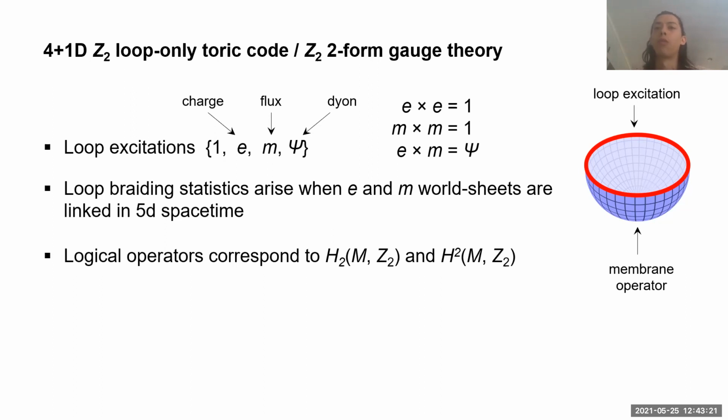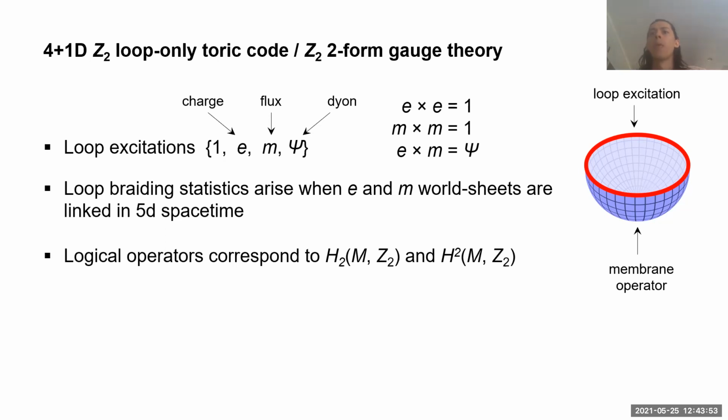And so for instance, the E and M loops have a braiding statistic that occurs whenever an E and an M world sheet are linked in 5D spacetime. And so in analogy with the 2D toric code, the logical operators of this 4D loop-only toric code correspond to second homology and cohomology. So in all these aspects, this model is really a direct generalization of the 2D toric code.